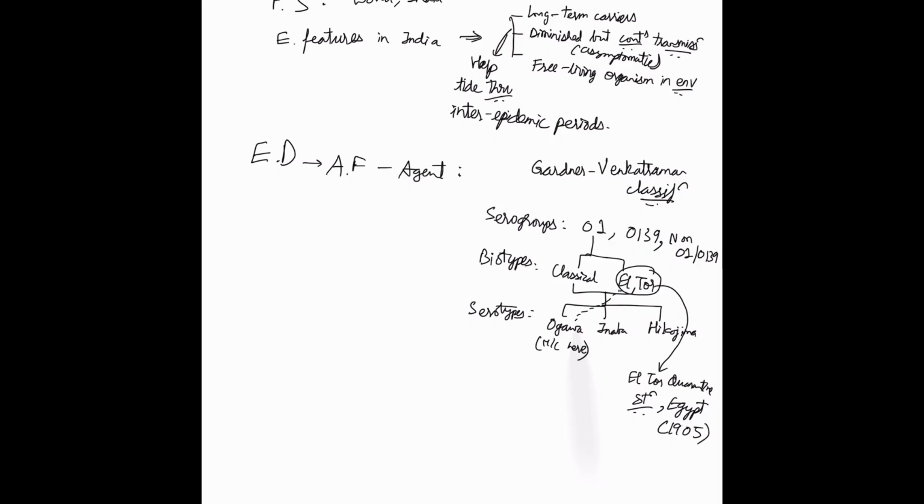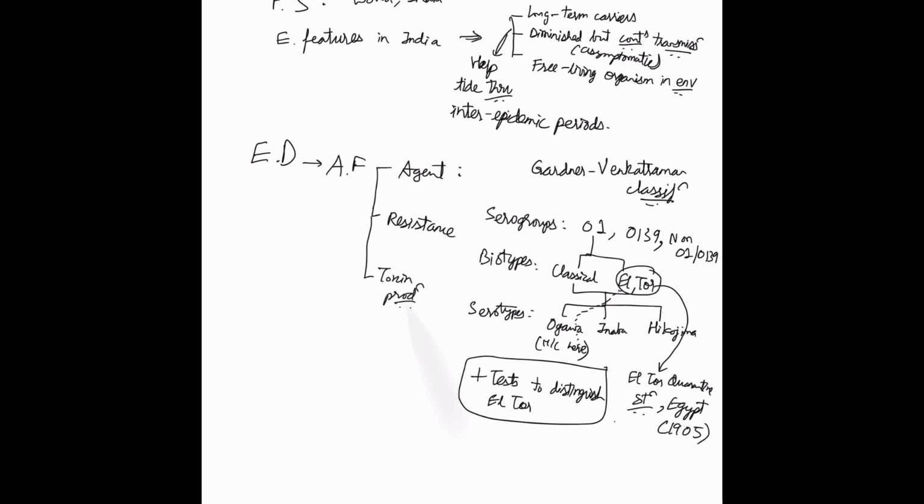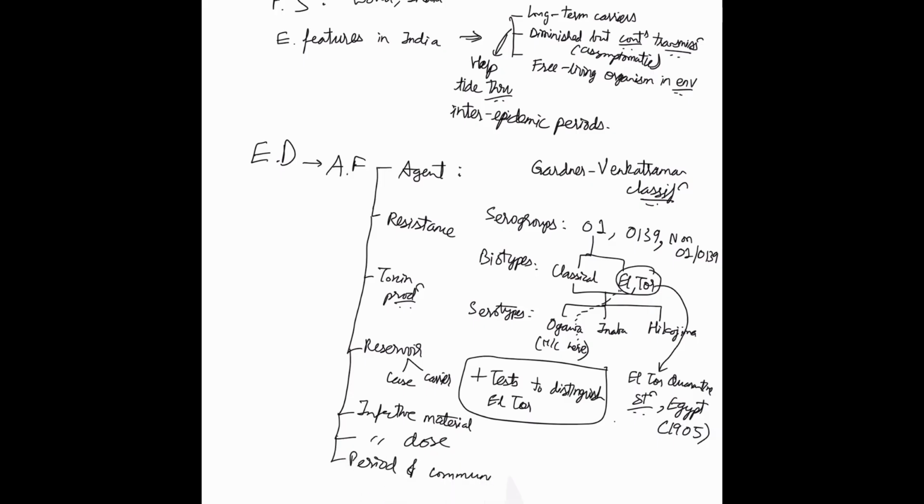Also, El Tor quarantine station, Egypt, 1905 is where that biotype gets the name from. A small note on tests to distinguish El Tor from classical. And then we also deal with resistance, toxin production, reservoir, cases and carriers, infective material, infective dose, and period of communicability. And then carriers can be classified into preclinical or incubatory carriers, convalescent carriers, contact or healthy carriers, and chronic carriers.